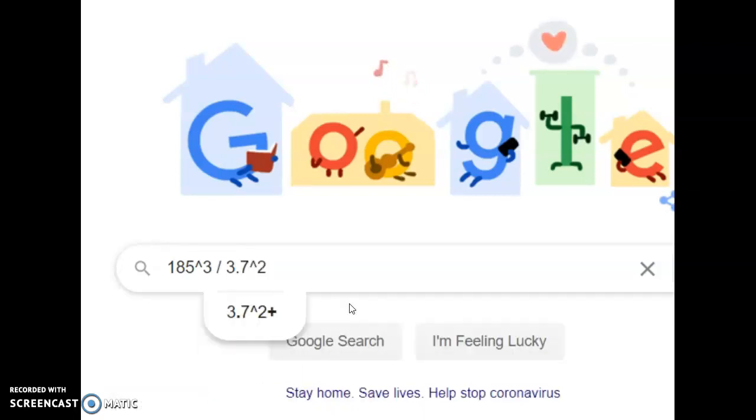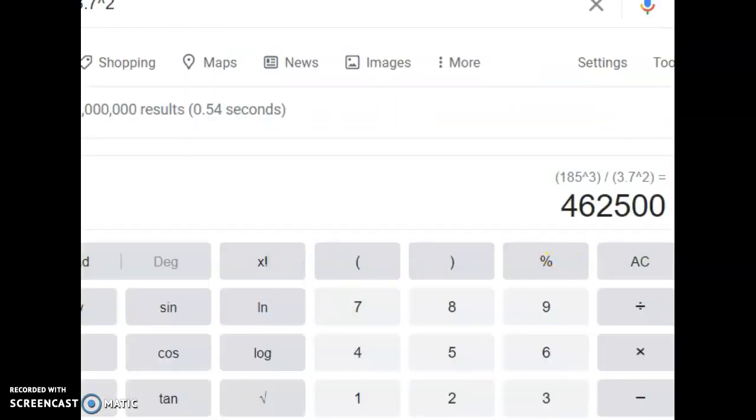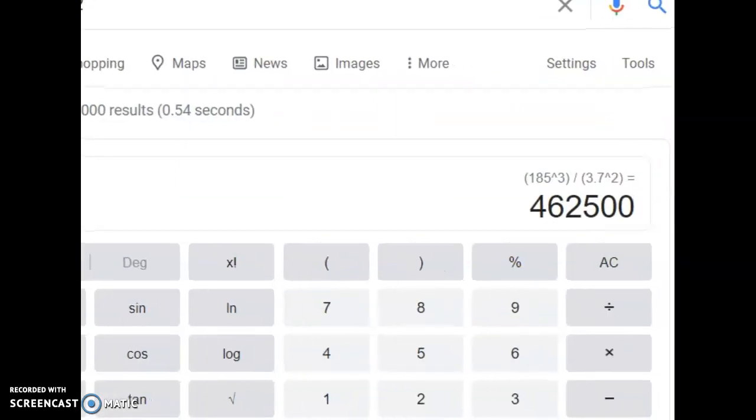Why? Because that's what Kepler's third law says. And the cube, of course, means I multiply 185 with itself 3 times. And the square means I multiply 3.7 with itself twice. And then I divide the two by each other. And I come up with this number. I'm going to round it to just 463,000, all right? And I'm going to post it within the data sheet that you're going to have available.